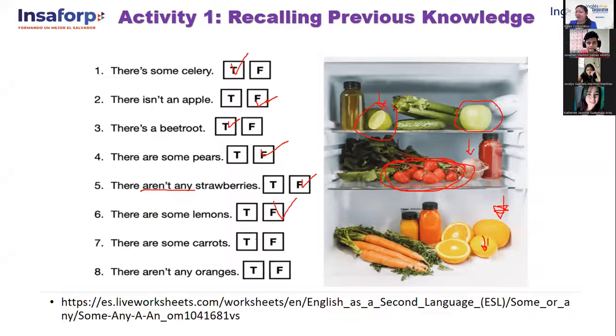There are some carrots. It's true. There aren't any oranges. True. And this? False. Exactly. Very nice. Excellent.